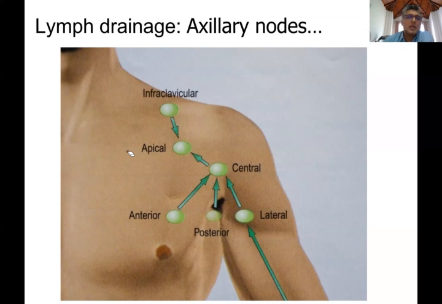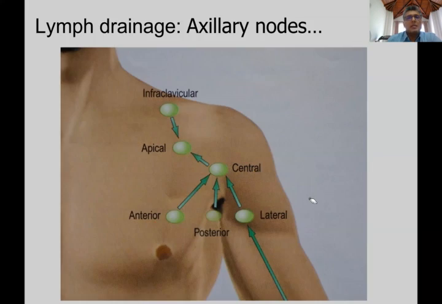Then the upper limb also drains into the axillary lymph nodes. That's a different issue. Now, there are 5 groups of axillary lymph nodes: an apical group, an anterior group, a posterior group, a lateral group, and a group in the center of the axilla, which is called the central group. So all lymph, as you can see here through the arrows, drains into the central group from lateral, posterior, and anterior. Then from the central, it goes into the apical lymph nodes. I will come back to this infraclavicular group of lymph nodes. They are not considered axillary nodes, but they drain into the apical nodes, the uppermost group of axillary nodes.